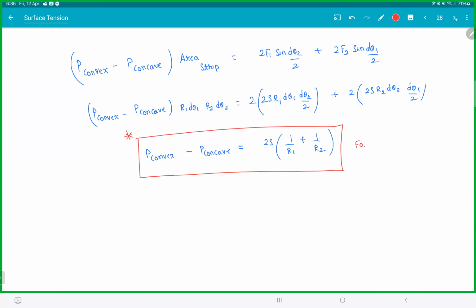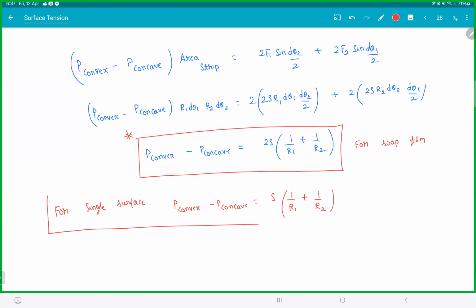This is for a soap bubble. But we should have proved it for a single surface. For a single surface, I'll show you an example of how this works. P convex minus P concave will be S into 1 by R1 plus 1 by R2. This is a better formula. Single surface is the better one. You can always double it for a soap bubble. Do have a look at this. You can note that down.